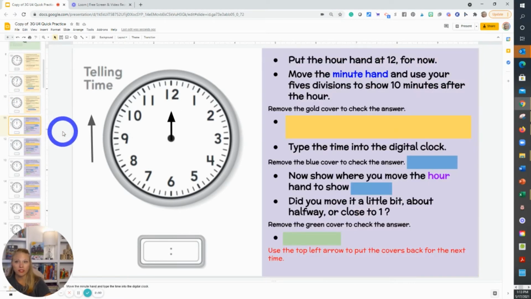Then we get to the purple slides. Boys and girls, put the hour hand at 12 for now. Now, move the minute hand, you can see it changed, and use your 5 divisions to show 10 minutes after the hour.